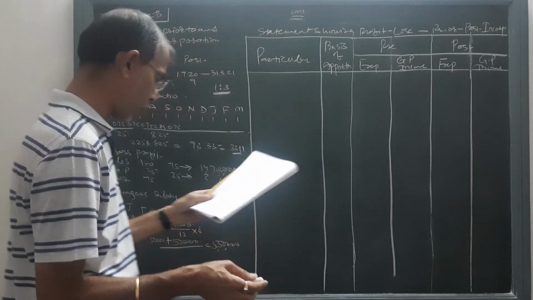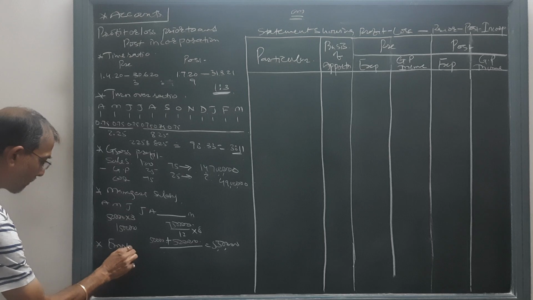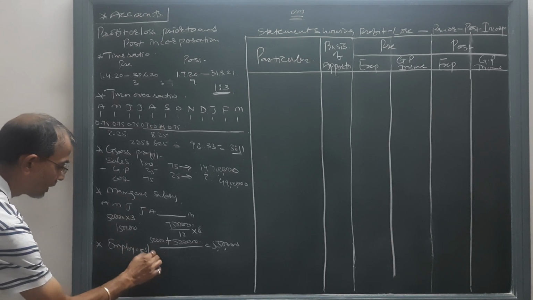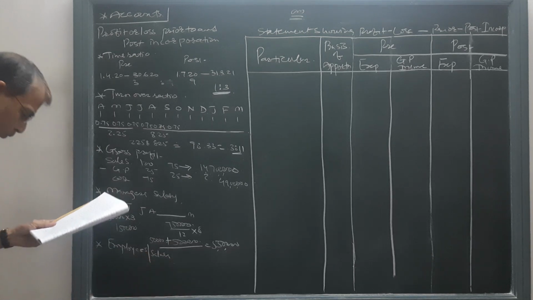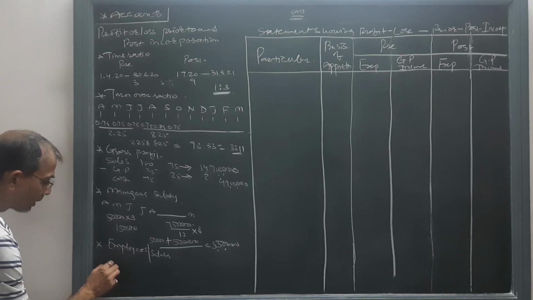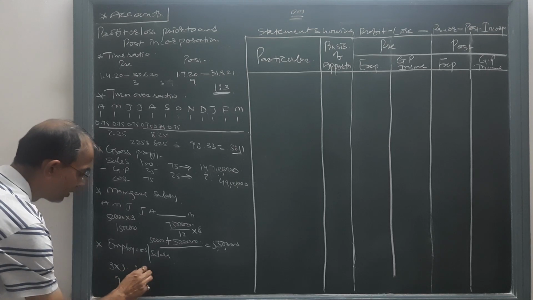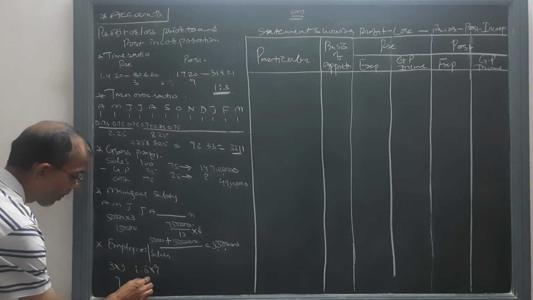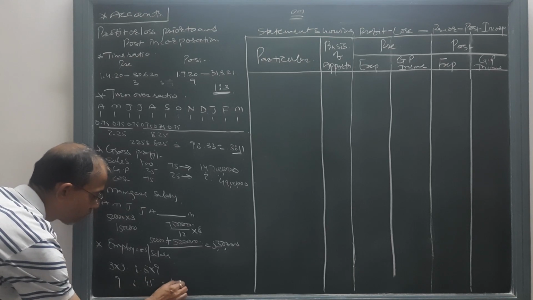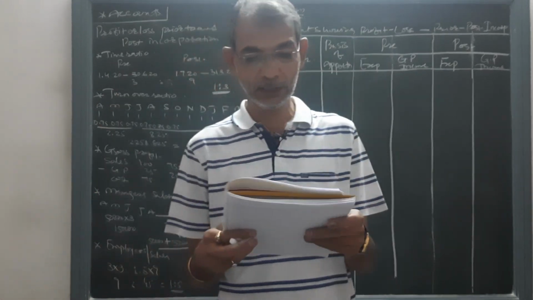Then after, employees. Employees are to be bifurcated for salary. First there were 3 employees, so for the 3 months, 3 employees makes 9, and for the remaining 9 months they were 5, so 45. The ratio will be 1:5. Salary is to be apportioned in this ratio.